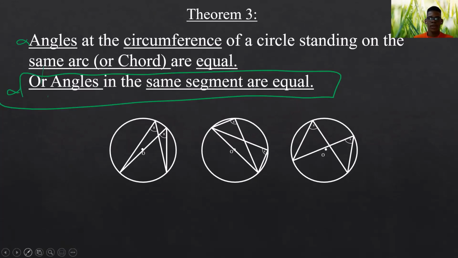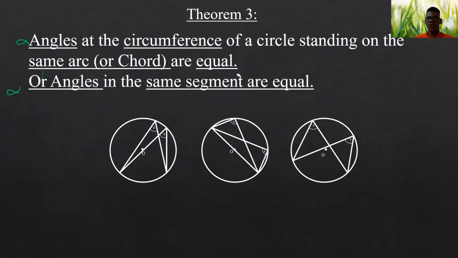Welcome back. Good. So as I was saying, the third theorem, angles at the circumference. Again, your angles are either going to be at the circumference or the center. Angles at the circumference of a circle standing on the same arc or chord are equal. Or, another way to put it, angles in the same segment are equal.